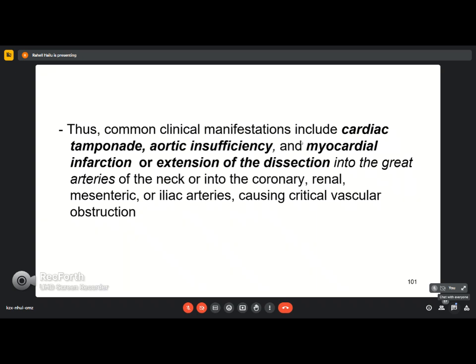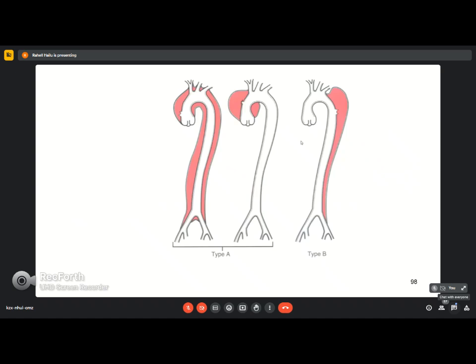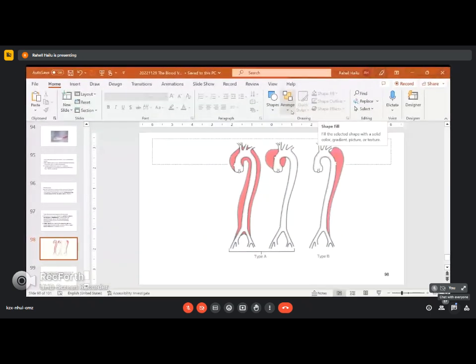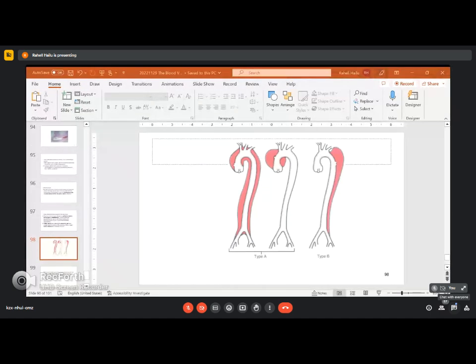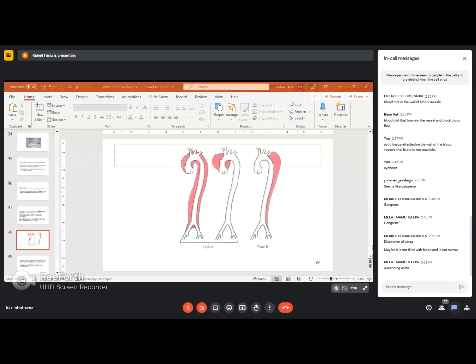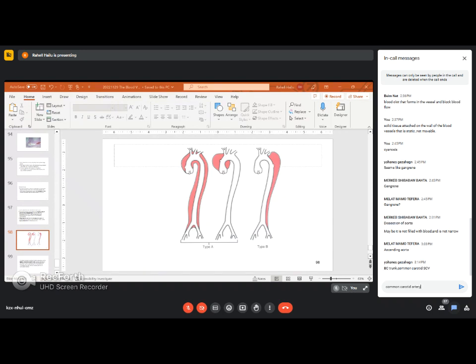And you can also appreciate extension of the dissection into the great arteries. So what are the great arteries? Name the great arteries. You have 5 seconds. What are the great arteries?